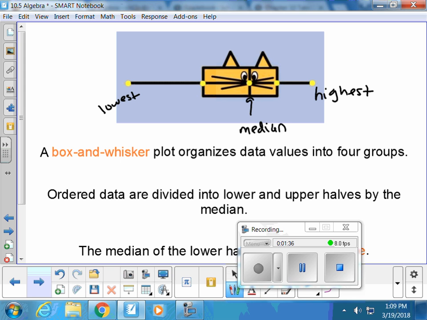Now, once you find your median, you split your data into an upper group and a lower group. And then the median of the lower group is called the lower quartile. It's a fancy word, but it's nothing more than the median of the lower data set. And then the same thing here. It's another median. It's the median of the upper data set. It's called the upper quartile.